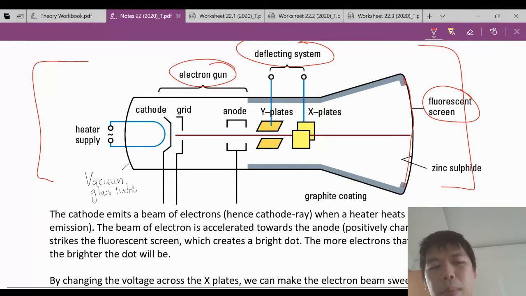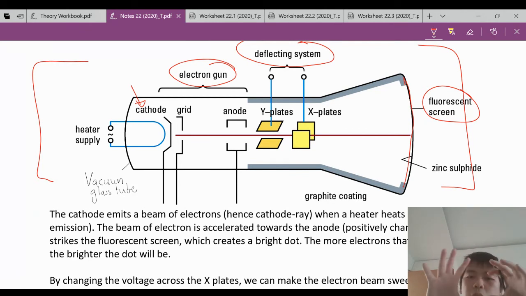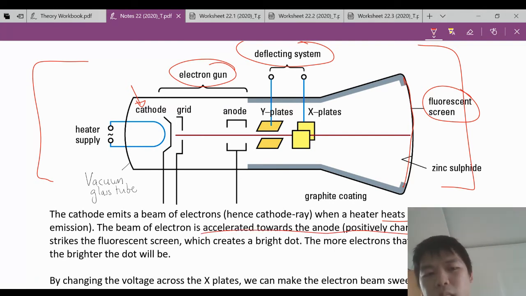So what happens? We look at the electron gun first. The cathode here will emit electrons. How will it emit? By heating it up, using thermionic emission. So when you heat up this cathode, electrons are released. Then you can accelerate these electrons towards the anode. The anode is here, so this is a cathode and anode. Remember chemistry: electrons move from the cathode to the anode.